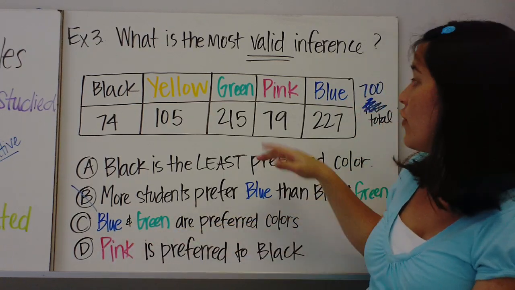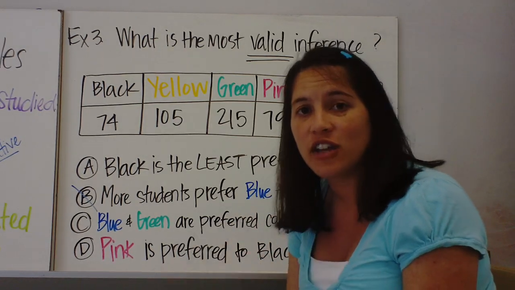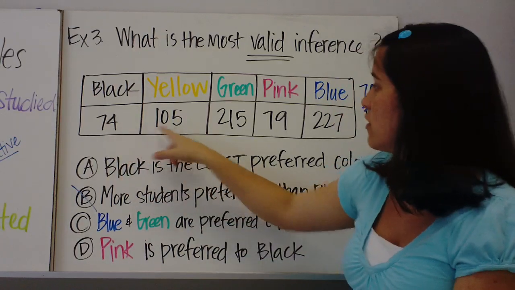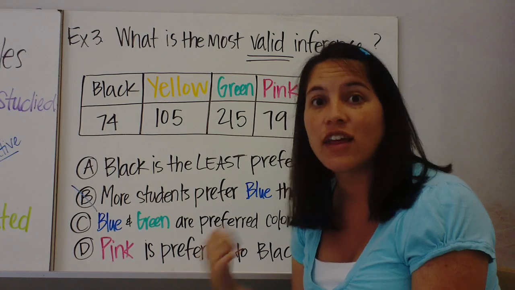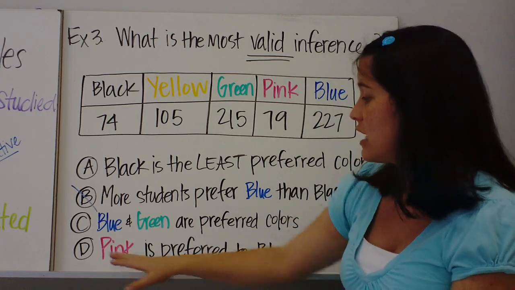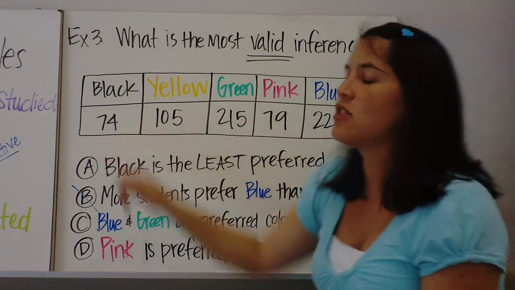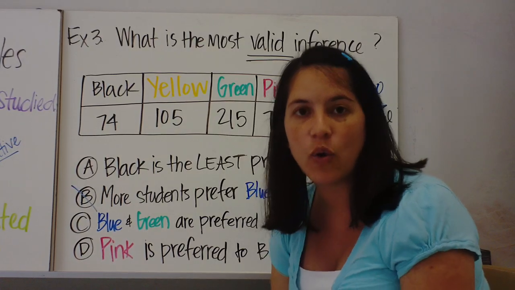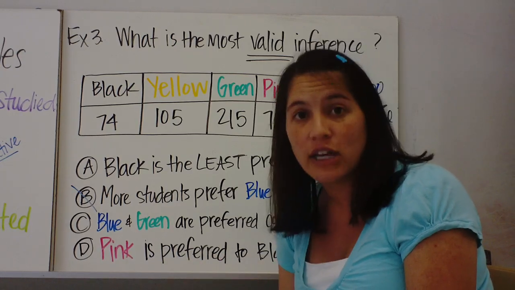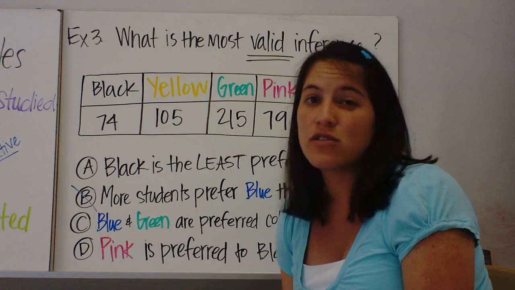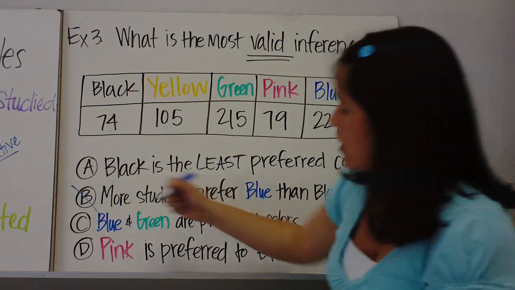Blue and green are preferred colors. So let's look at blue and green. They're both in the 200s. Are they both significantly higher than all the other colors? Yes, they are both significantly higher than the other colors. So I think that is a good inference. Let's look at D. Pink is preferred to black. So we have 79 pink and 74 black. So I ask you, is 79 to 74 a significant amount? Can we say for sure that pink really is preferred to black? And the answer is no, because the numbers are not significant. Remember, you have to look for significant amounts.